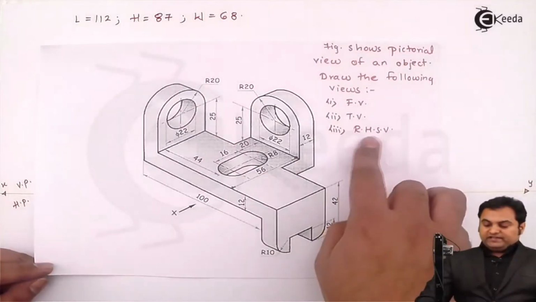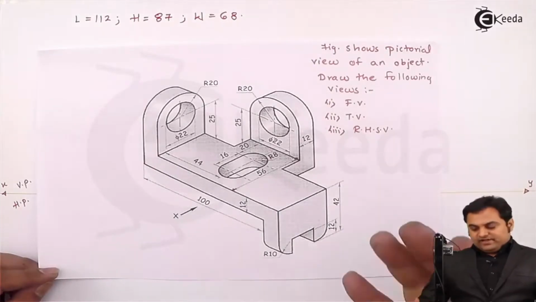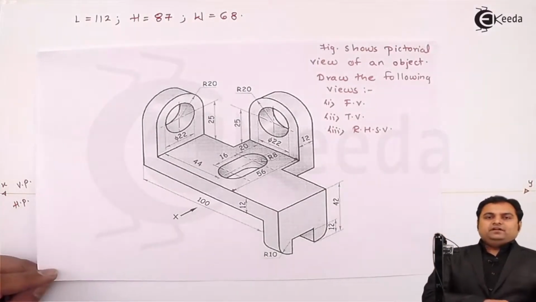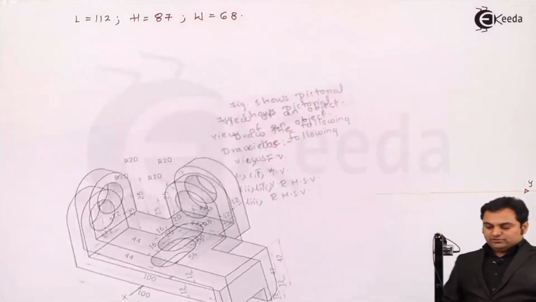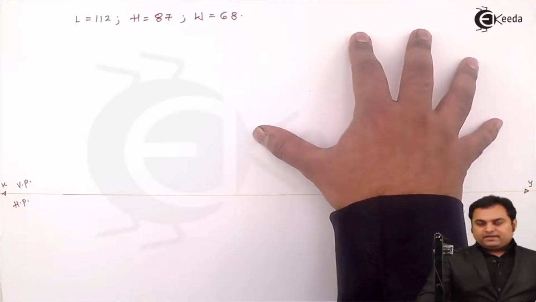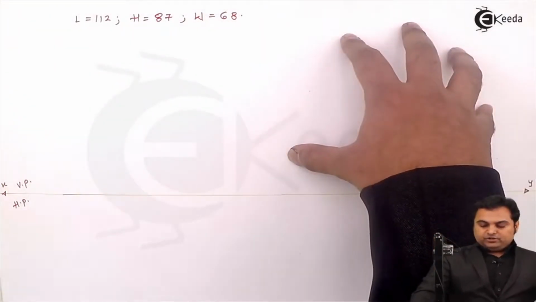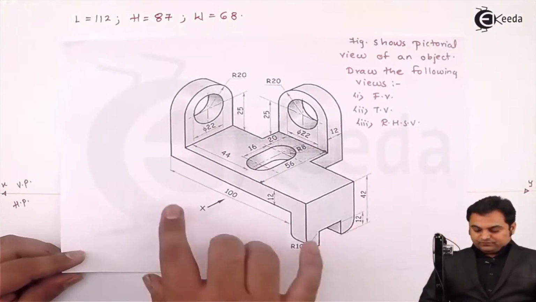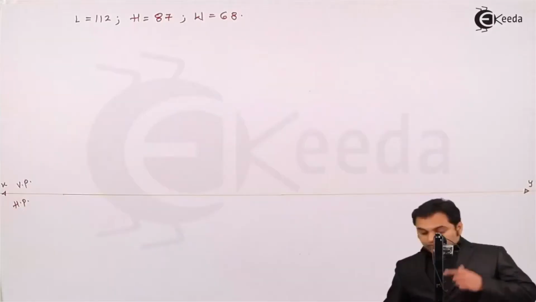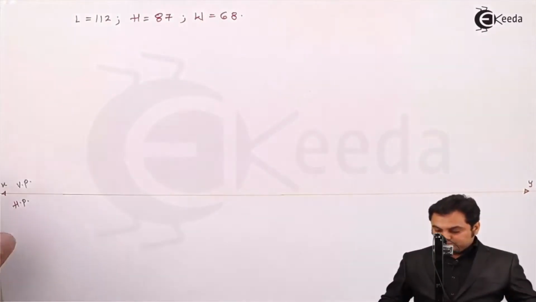Now, the side view is the right hand side view, and when we are looking from the right hand side, we have to project it onto the left hand side by first angle method of projection. So the side view will be on the left hand side, the front view is here, and below the front view there should be the top view. Starting the front view from here, when I'm looking from front, I'm going to see the total length and height. So here I'll draw a rectangle of length 112 and height 87.